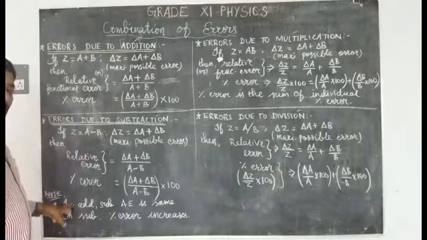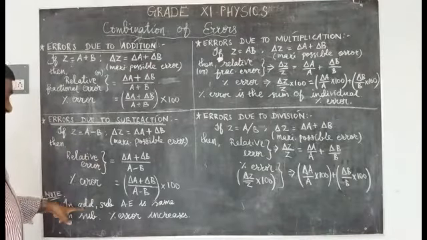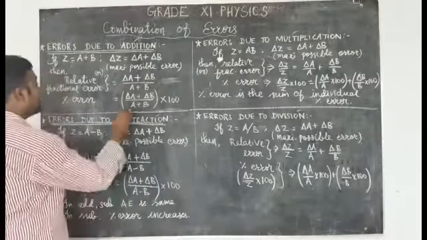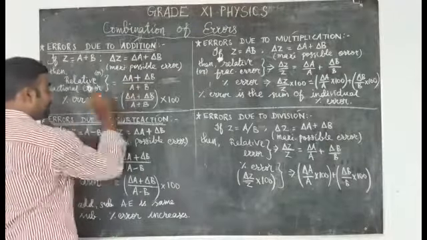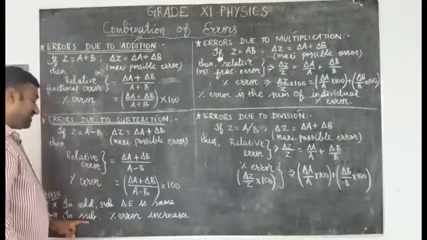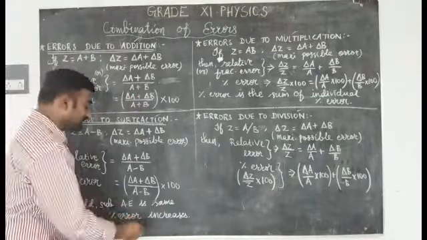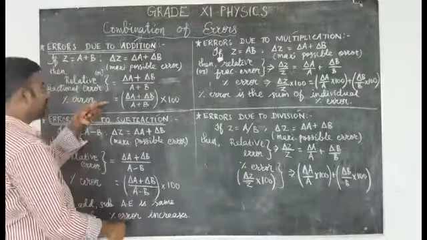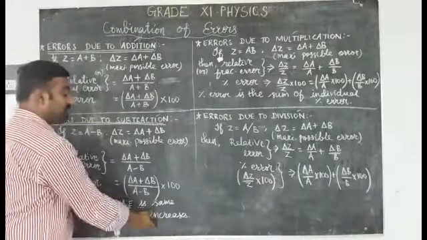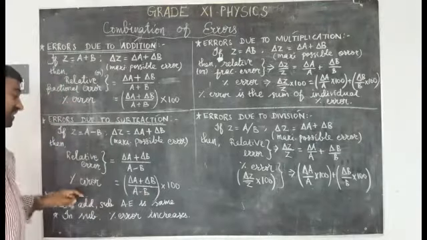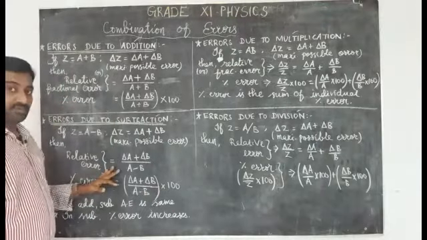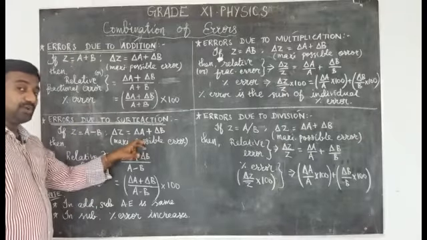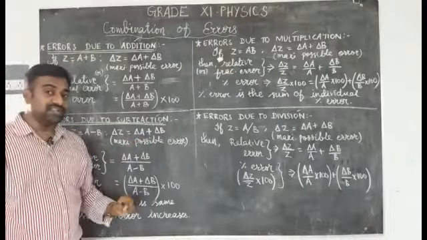Now, from these two, look at the important point. I have given it in the notes: in addition and subtraction, the absolute error is the same. Both in addition and in subtraction, the absolute error is the same. But in subtraction, the percentage error increases. Comparing addition with subtraction, the percentage error may increase. But in addition and subtraction, the absolute error is the same. In both cases, the absolute error remains the same, but in the subtraction case alone, the percentage error may increase.